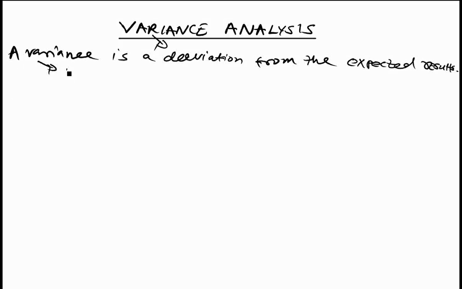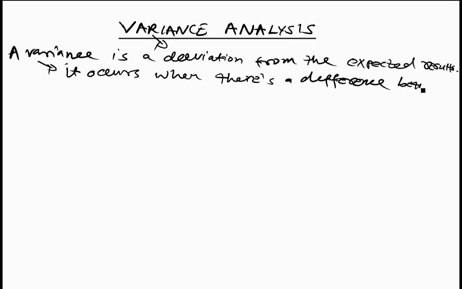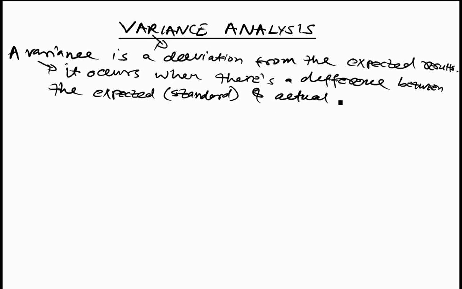Okay, so it occurs when there is a difference between the expected, also known as standard, and actual results. Yeah, so that is when a variance occurs.